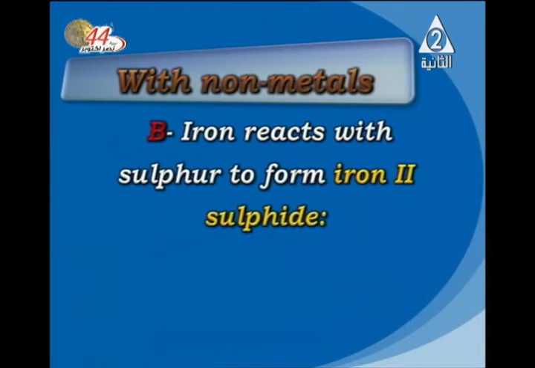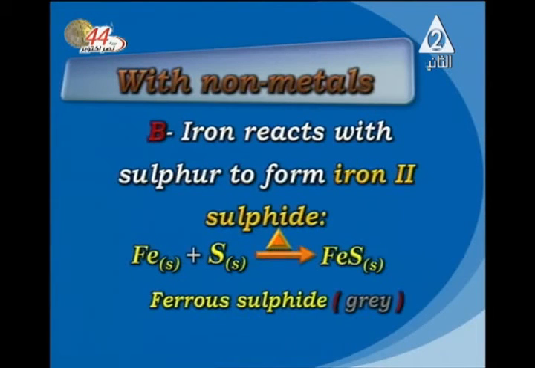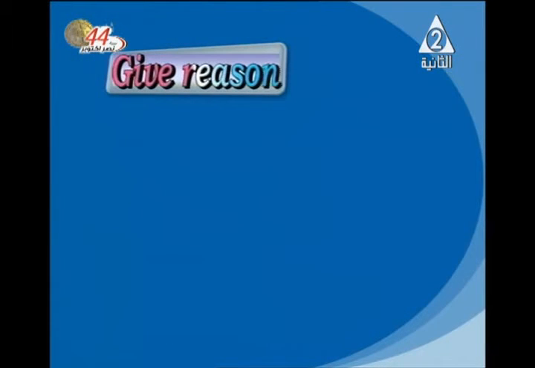Now we are going to discuss the reaction of iron with sulfur. It forms iron 2 sulfide, or ferrous sulfide. As the equation shown on the screen, iron plus sulfur by heating gives iron 2 sulfide, or ferrous sulfide, that has gray color. Now we have a give reason in this point.